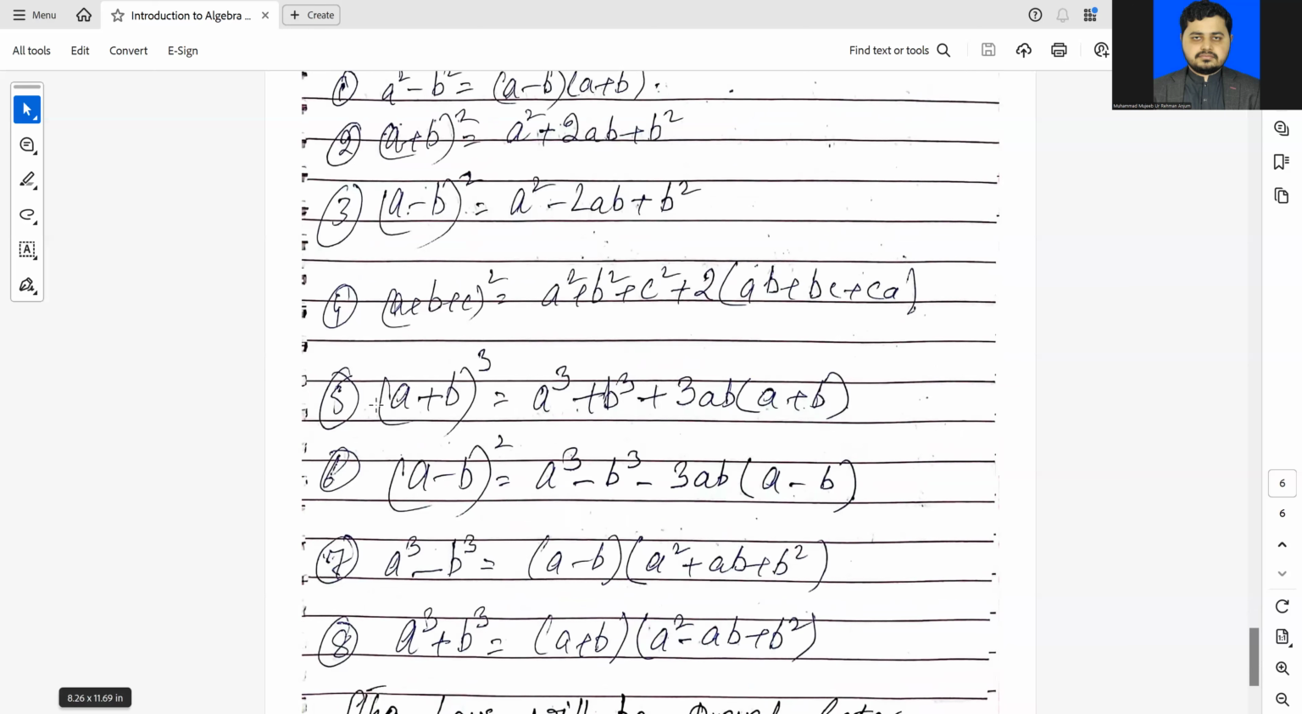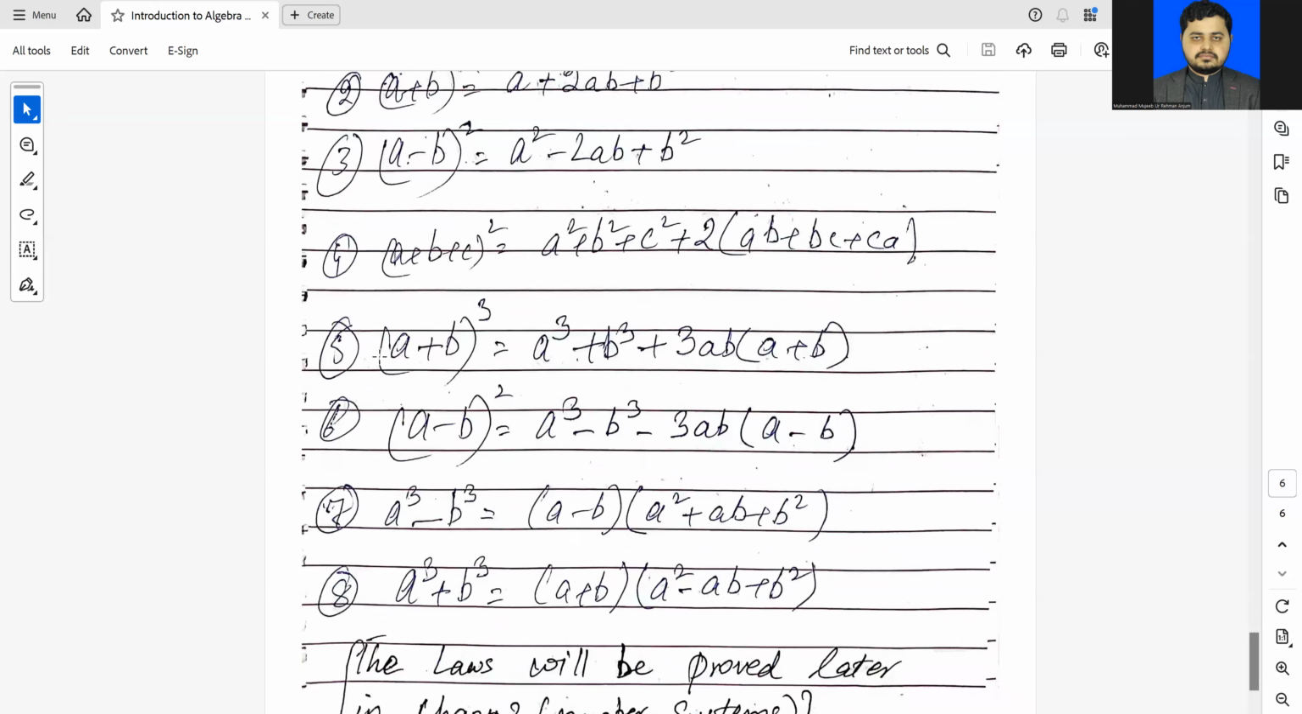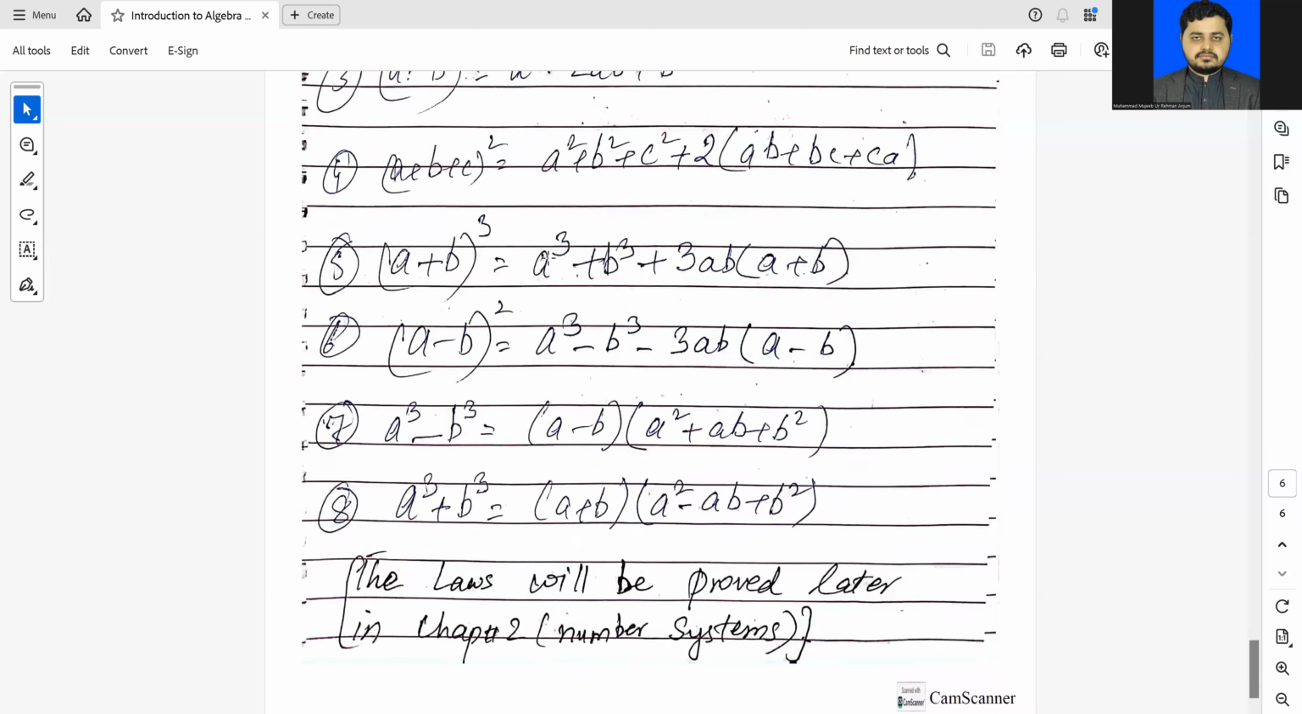Now we have a combination of three terms and its whole square. What is this equal to? a plus b plus c raised to power 2 becomes equal to a square plus b square plus c square plus 2 times ab plus bc plus ca, and the rest of the laws you can see here.